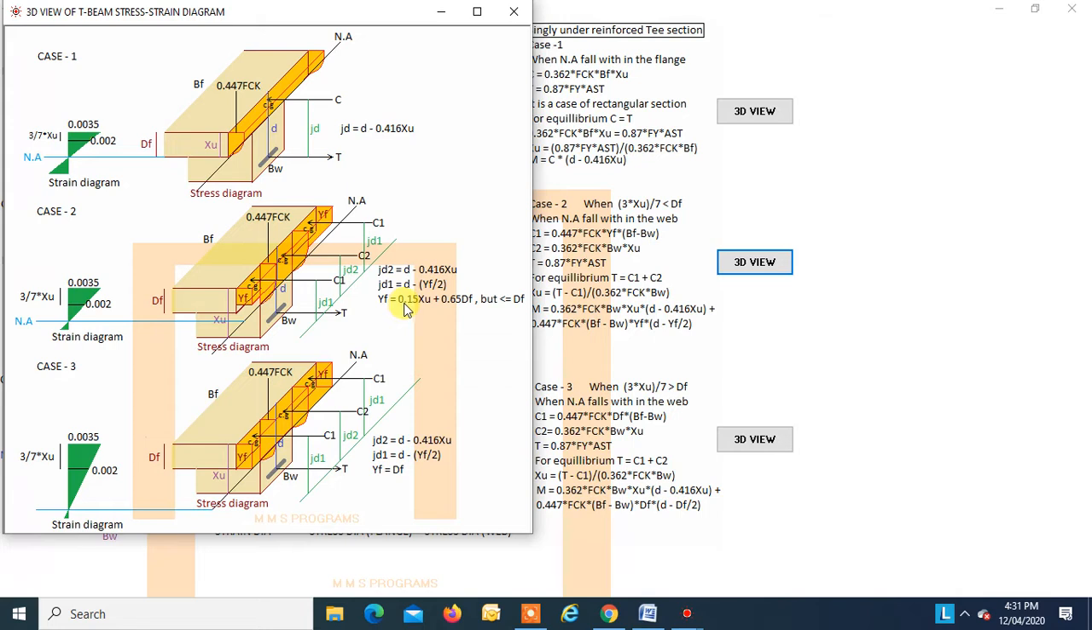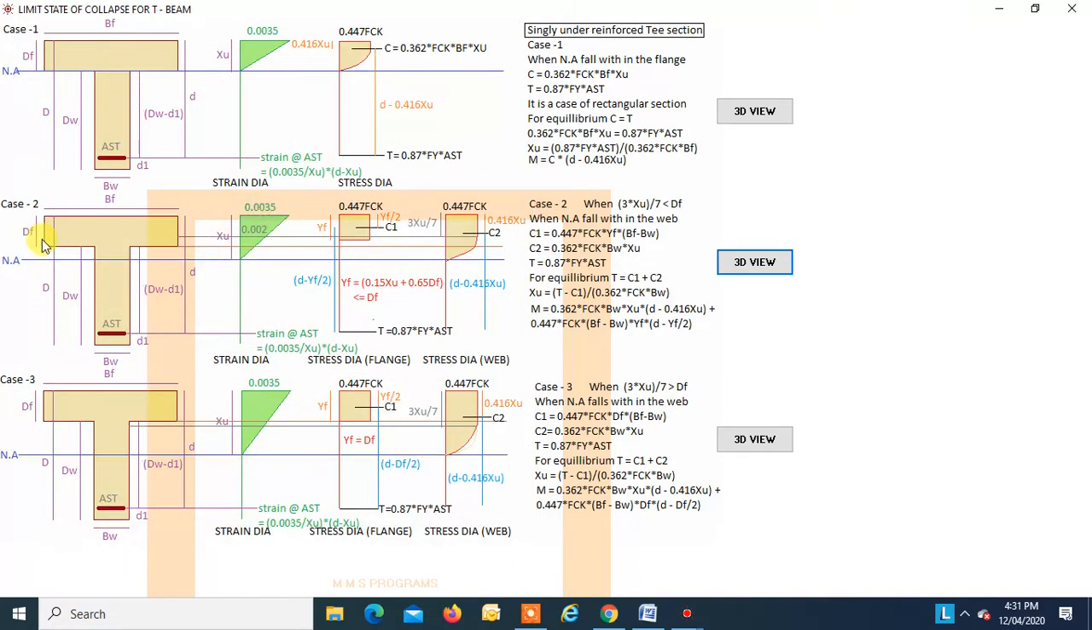YF is equal to 0.15 Xu plus 0.65 Df. Xu is the depth of the neutral axis, and Df is the depth of the flange, but this YF should not be greater than Df, okay. So this is how you will get a stress diagram like this, average stress diagram for the flange. Let me explain you this figure. Okay, when the neutral axis falls in the web, then you divide this T beam into two parts. This is flange 1, this is flange 2, and this is web, okay.